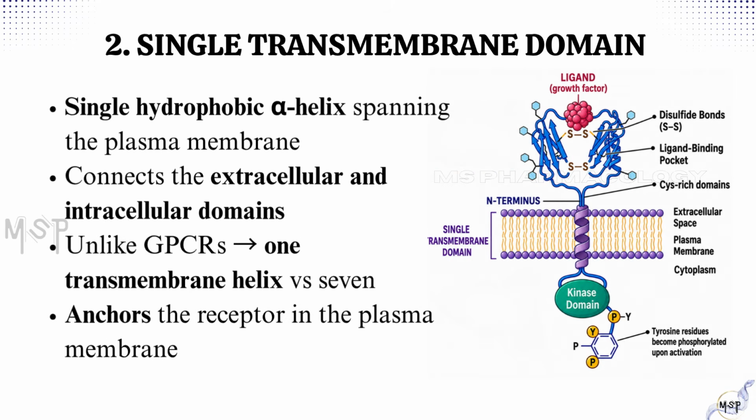The second component is the transmembrane domain. This region connects the extracellular portion of the receptor with its intracellular portion. Unlike GPCRs, which contain 7 transmembrane helices, enzyme-linked receptors generally contain a single transmembrane alpha helix. This single hydrophobic segment passes through the lipid bilayer of the plasma membrane. The transmembrane domain therefore acts as an important structural link between the outside and inside of the cell.